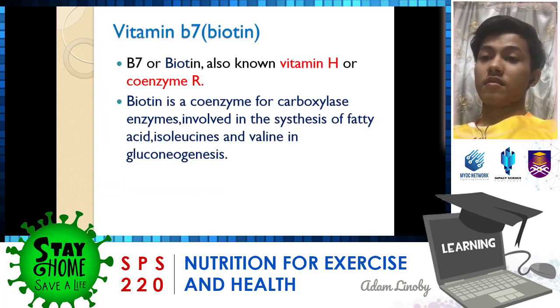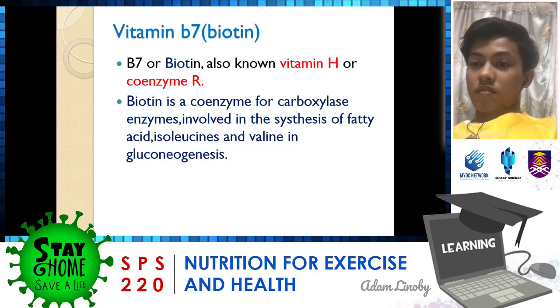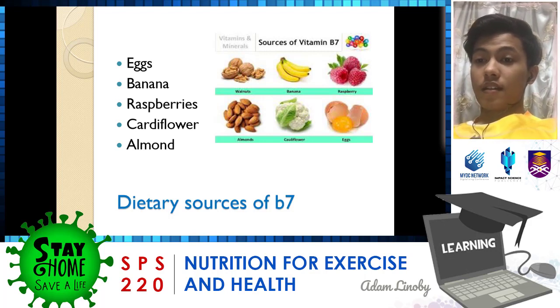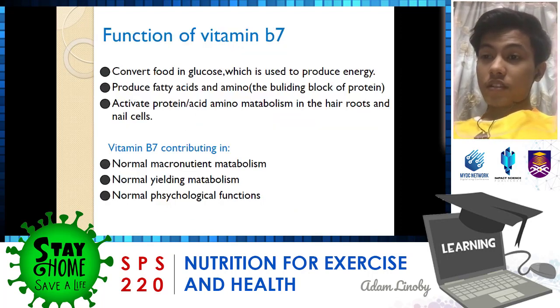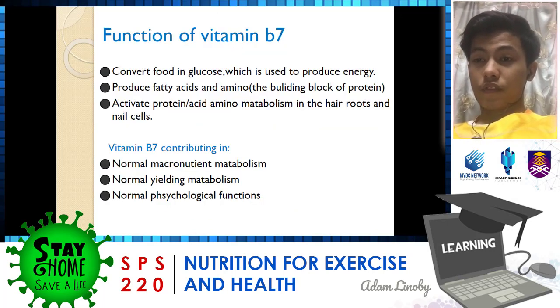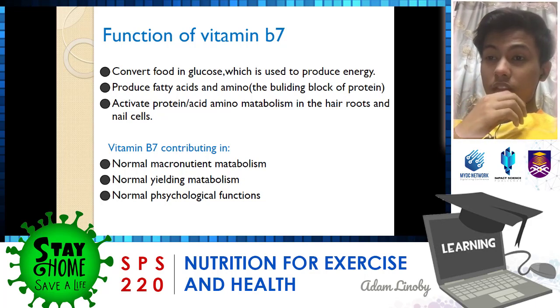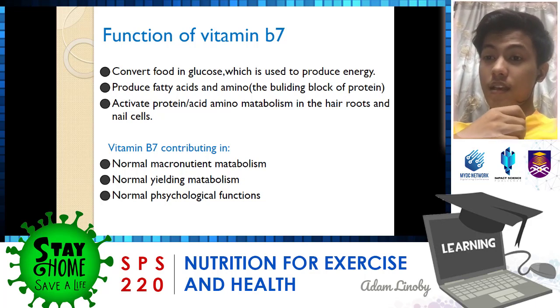So next, vitamin B7, we call biotin, also known as vitamin H or coenzyme R. Dietary source of vitamin B7 is egg, banana, raspberry, cauliflower, almond. Function of vitamin B7 is convert food into glucose, which is to produce energy. Produce fatty acid and amino acid, the building block of protein. Active protein as amino metabolism in the hair root and nail cell.